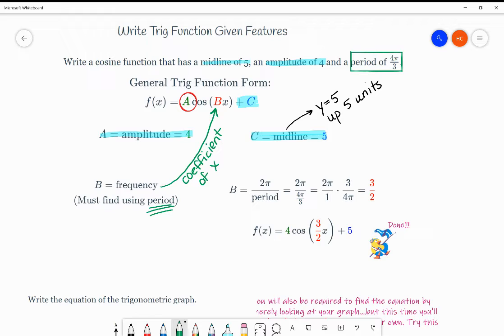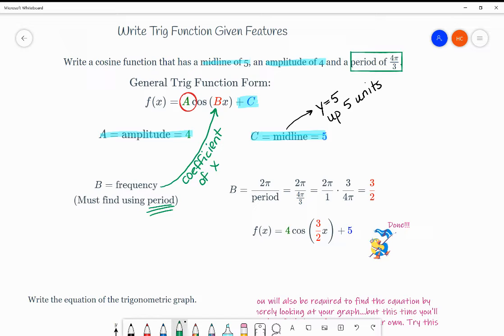I'm confusing myself, hold on. That b is used to help us determine our period, yes. So our b is our frequency, and we are going to use our period to help us find our frequency. That's what I'm trying to say. We don't know what b is. I am so sorry. I got so confused there. Okay, so b is the coefficient of our x. b is known as our frequency.